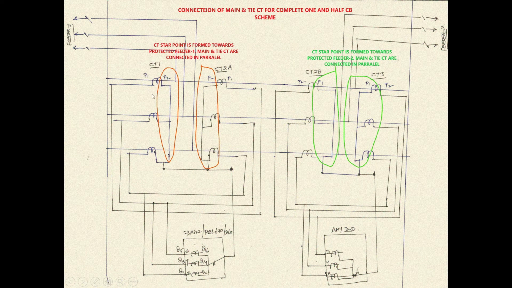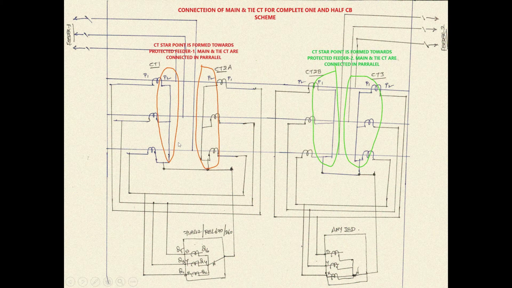I have not shown the breakers and isolators of all the bays over here, so that the diagram remains a little bit less complicated. If we show all the breakers and isolators, then the diagram becomes complicated, and it is of no use for us if you don't understand the concept of CT star point and CT connections of the main and tie bays. That's why I have shown only current transformer of main bay, current transformer of tie bay, current transformer core 2 of tie bay, and current transformer of main bay 2.